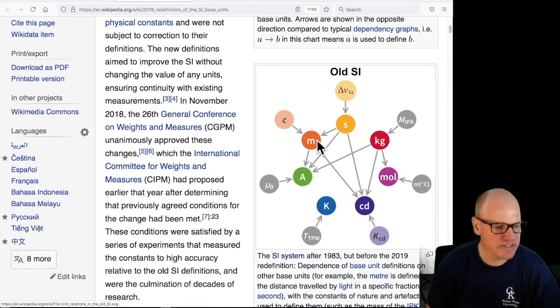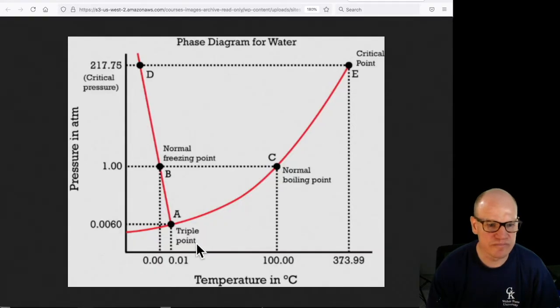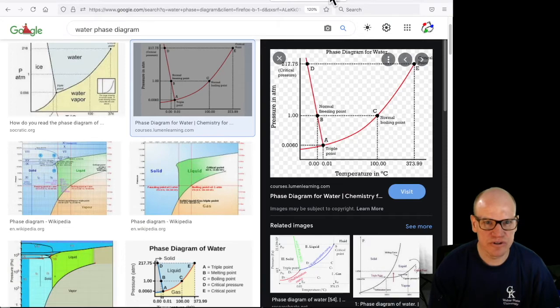So the triple point is defined as 273.16 Kelvin. And that's pretty close to 0 C. Yeah, exactly. So it's 0.01 degrees away from the freezing point. The freezing point at atmospheric pressure. Okay, so we don't need the water phase diagram anymore.